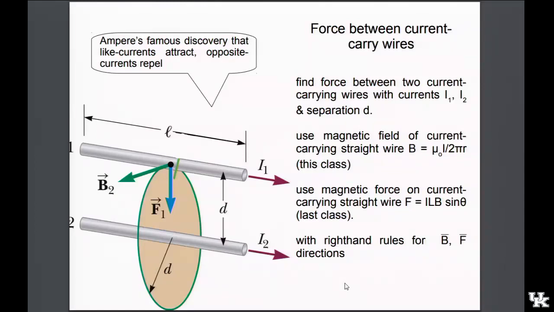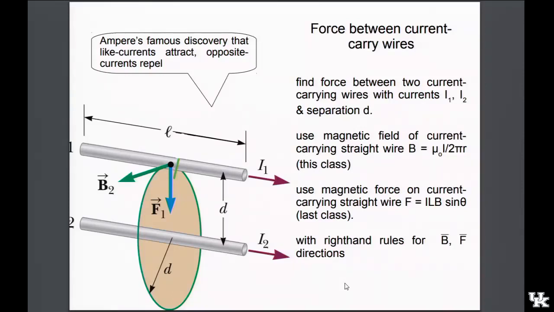To be able to say what the force between a pair of current-carrying wires is. So as we do this, we're going to use this equation here. This is the equation for the magnetic field surrounding a current-carrying straight wire. We just met this one.